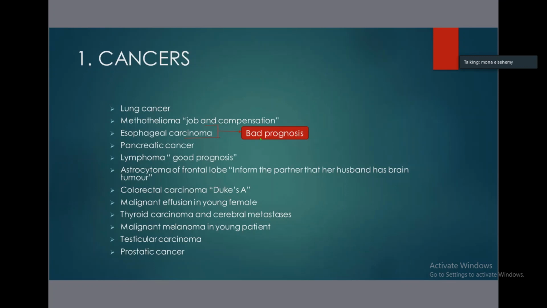Another common scenario is thyroid carcinoma with cerebral metastasis. Here it is a very nice scenario because it is testing two issues. It is cerebral metastasis, so we are going to talk about end of life care. It is stage 4 cancer. But why did he mention thyroid?